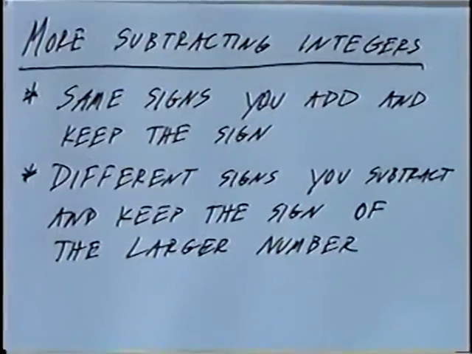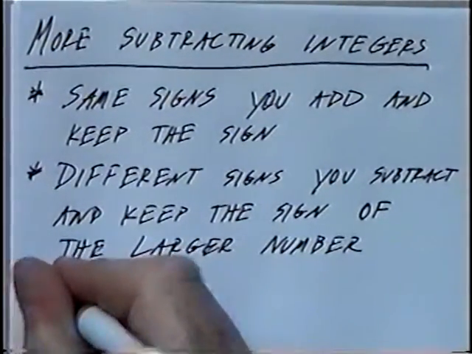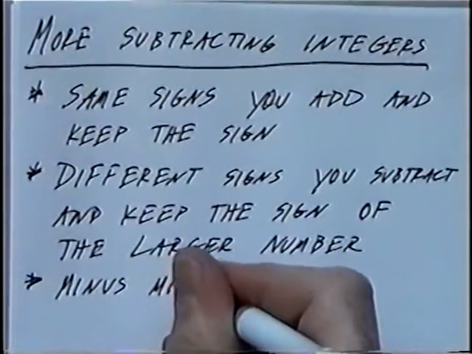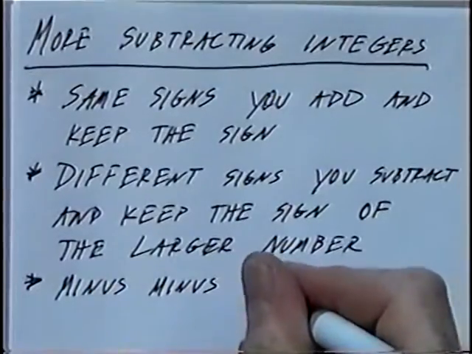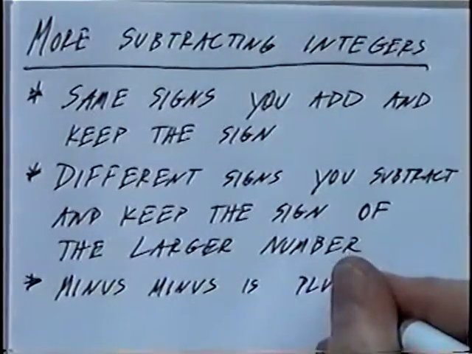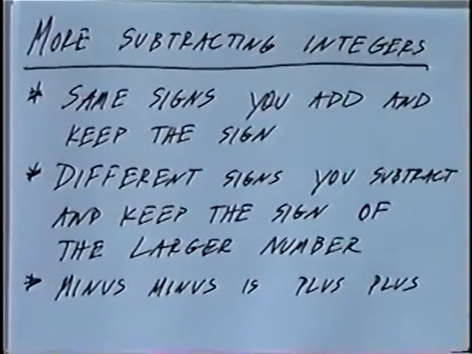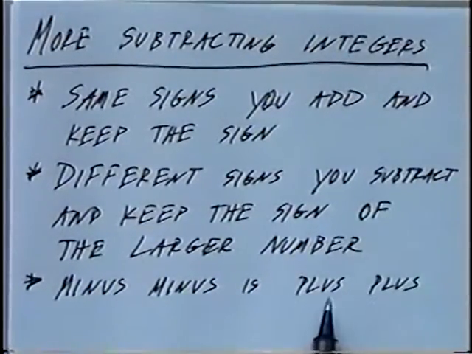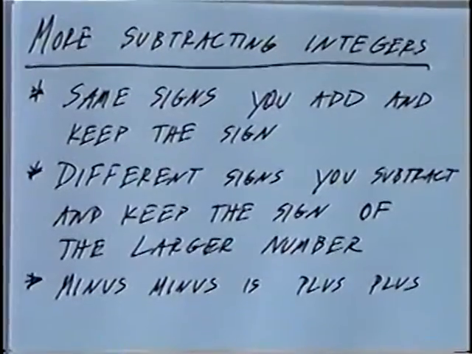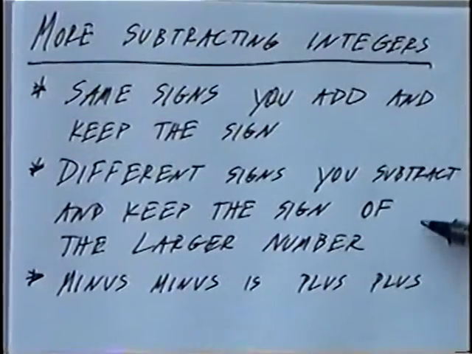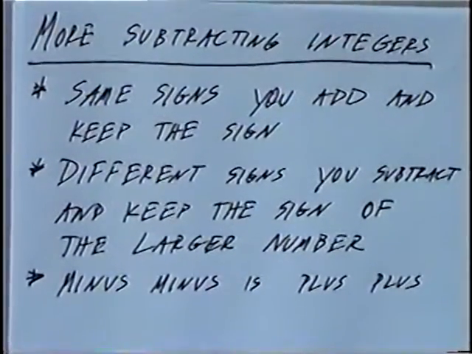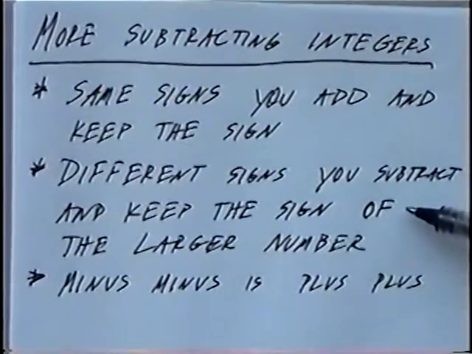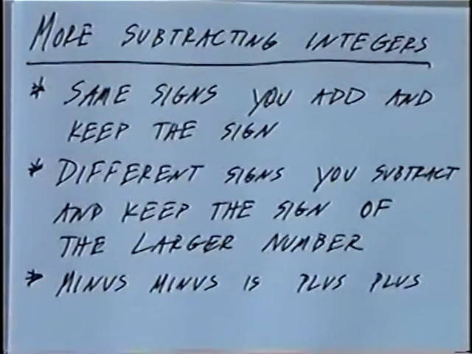And the last definition that we'll need to know for this section is minus minus is plus plus. That is, when we have 2 subtractions next to each other, minus minus, we'll change that to 2 additions, plus plus. The first 2 rules are the same as when we add the integers from the previous section. If they have the same signs, we'll add. If they have different signs, we'll subtract.